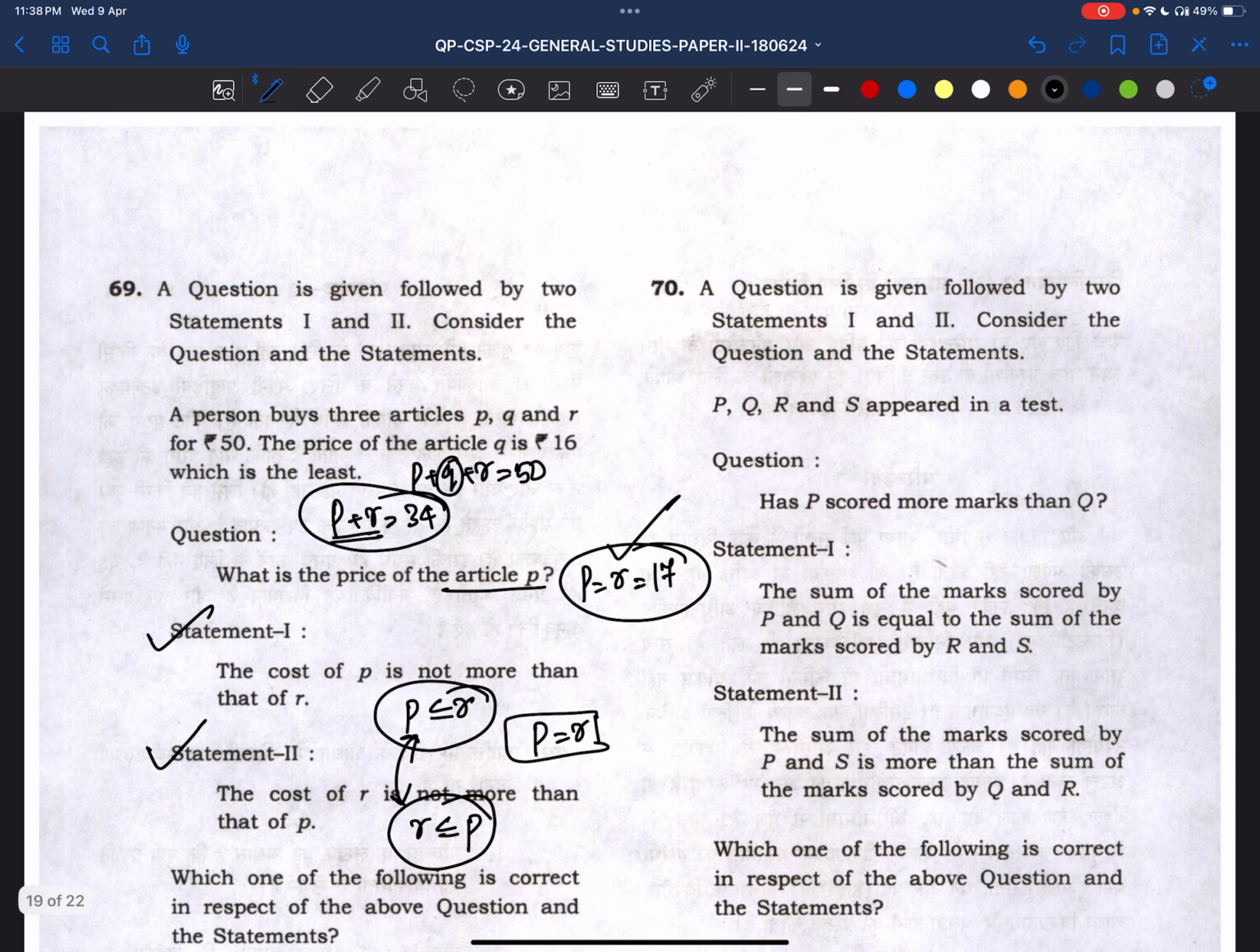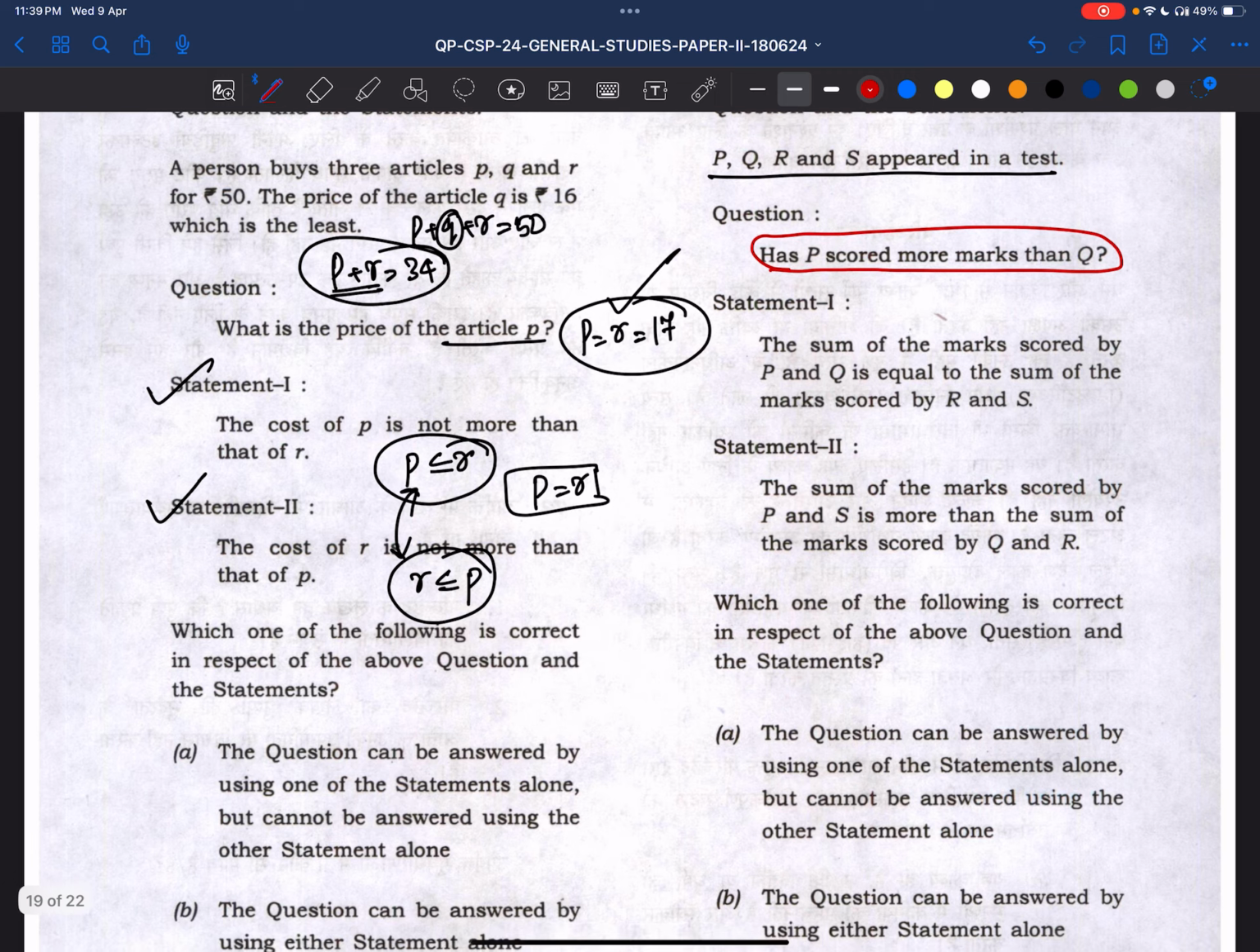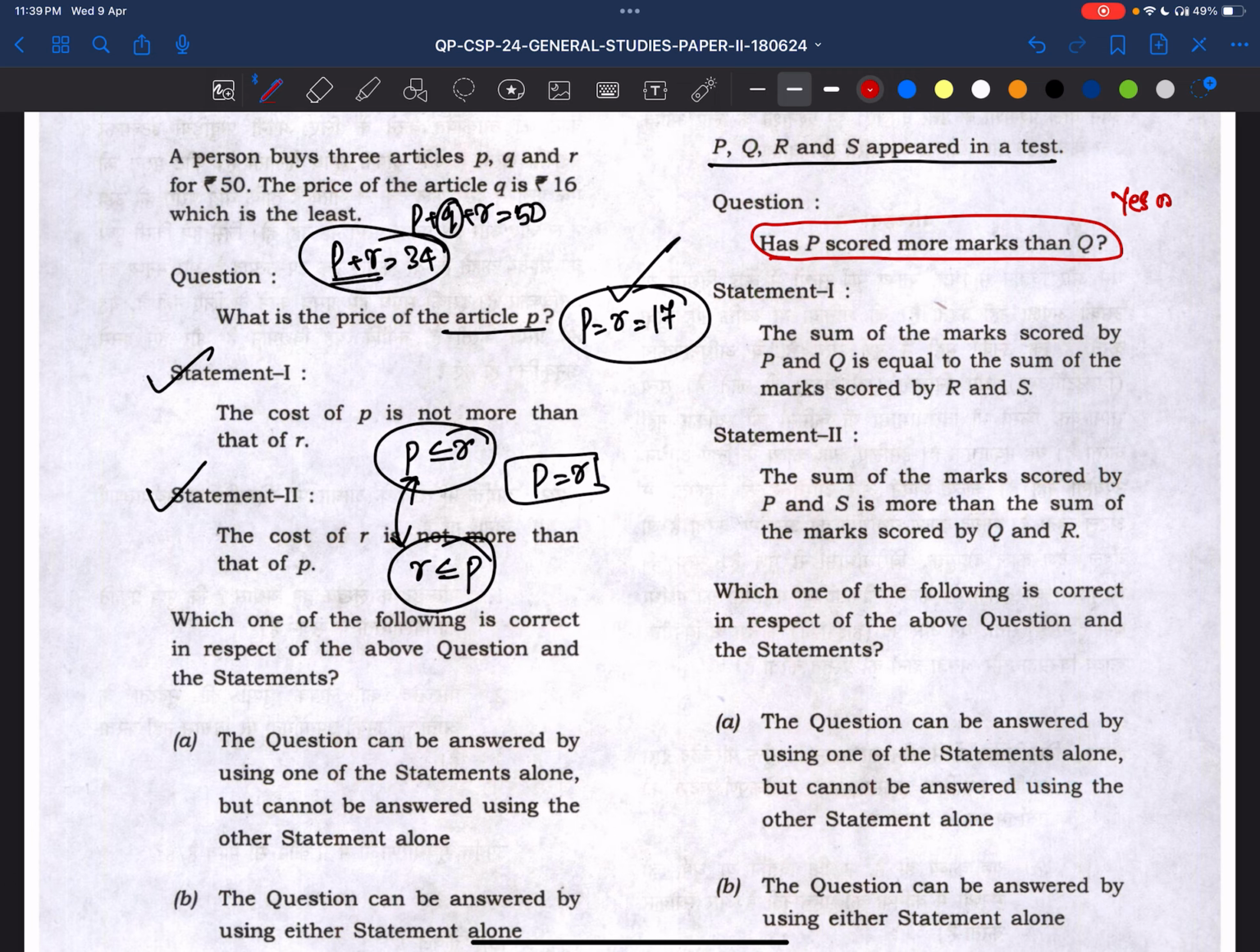Now, let's go to the 70th question. P, Q, R, and S appeared in the test. 4 people appeared in the test. Has P scored more than Q? The answer should be either yes or no.